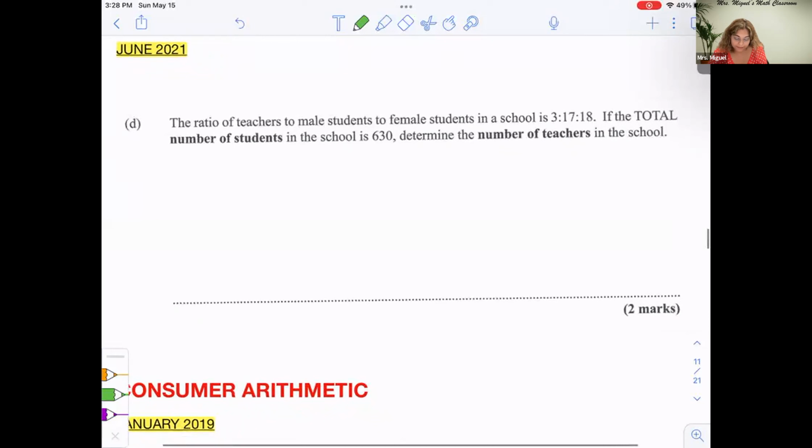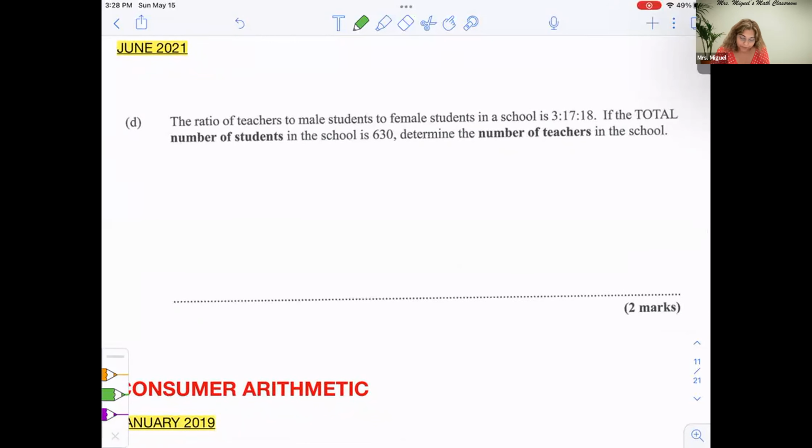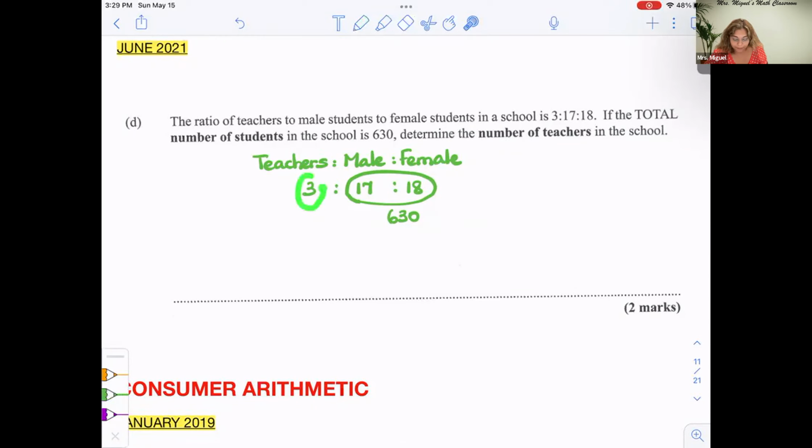Last but not least, the ratio of male teachers to male students to female students is 3 to 17 to 18. They told us the total amount of students is 630. So work out the number of parts, find for one part, and then multiply by 3 to find the number of teachers. Go ahead.